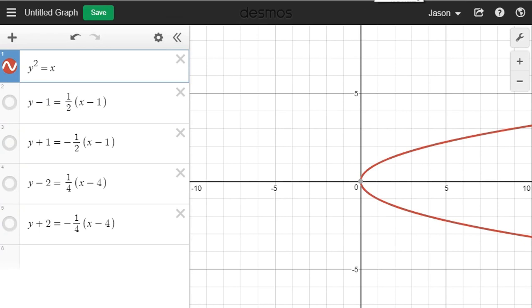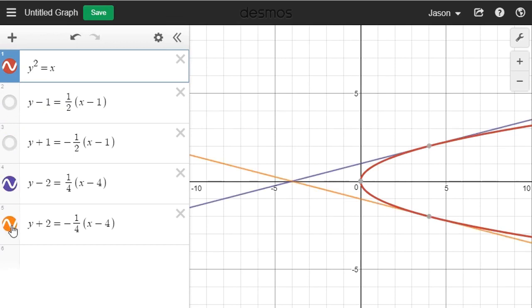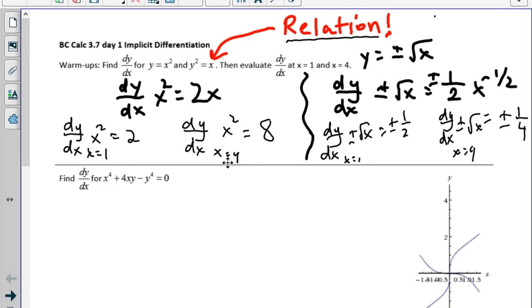So what I want to do is show you these actual tangent lines. You have a slope of 1/2 and a slope of negative 1/2 at the points (1, 1) and (1, negative 1), respectively. And then at the points (4, 2) and (4, negative 2), you have slopes of 1/4 and negative 1/4, respectively. And that should make sense after we take the derivative, keeping in mind that there should be a plus or minus square root of x.